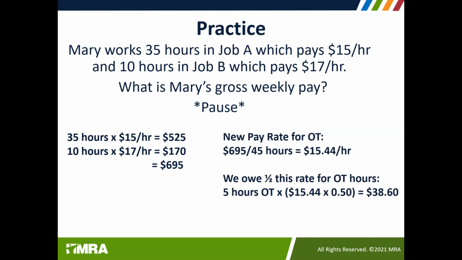We owe 1/2 of this rate for all overtime hours. This will be calculated as 5 hours of overtime multiplied by the sum of $15.44 times 0.5, which equals $38.60. Gross pay is now calculated at $695 plus $38.60 for a total of $733.60. Great job.